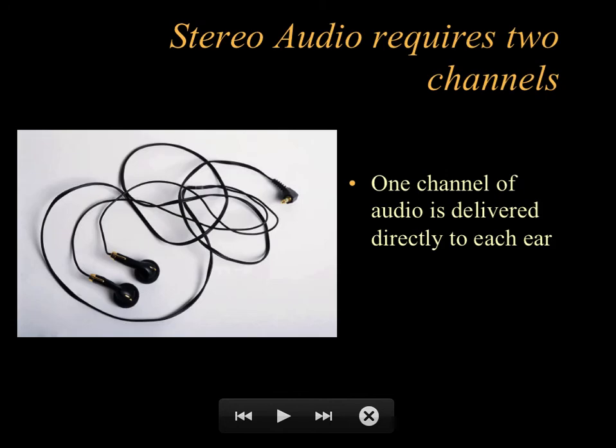So if you think about stereo audio, what makes it stereo is that you've got one channel delivered to each ear separately. If you've got two speakers on one side of the room, you've some chance of each ear getting a different sound. If you've only got one speaker, each ear is going to hear the same thing. With headphones, you're delivering two separate sounds to each ear. Obviously, they're not completely different, but they're different enough that you can get a sense of stereo.